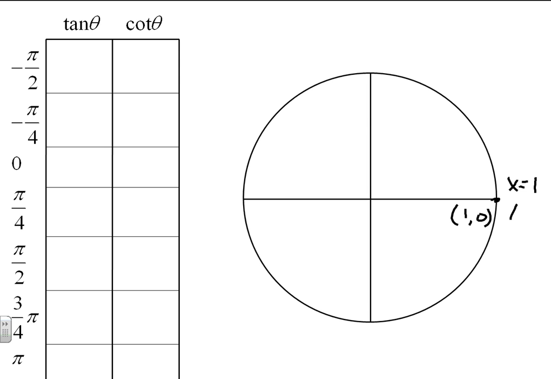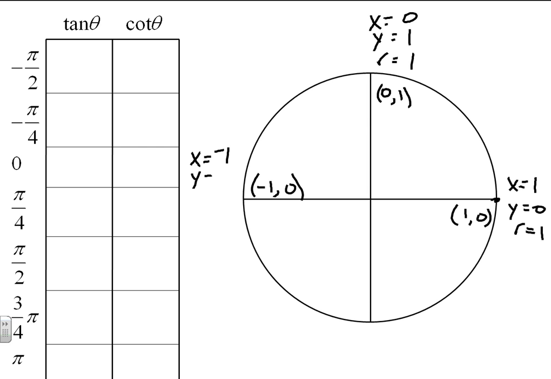X is 1, y is 0, r is 1. 0, 1: x is 0, y is 1, r is 1. Negative 1, 0. So if I forget my rubber stamps, I guess I could always do this, but if I know what the graph of the functions look like, I shouldn't have to. X is negative 1, y is 0, r is always 1, and 0, negative 1: x is 0, y is negative 1, r is 1.